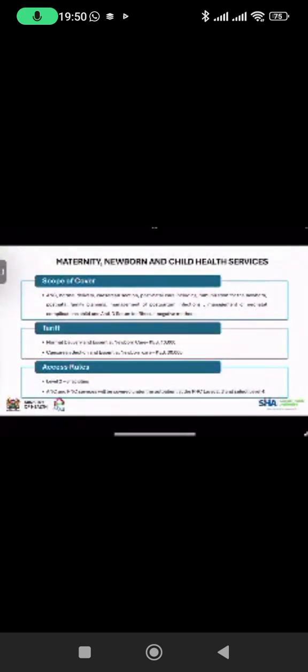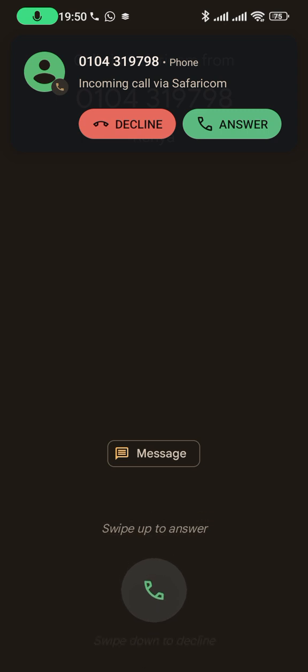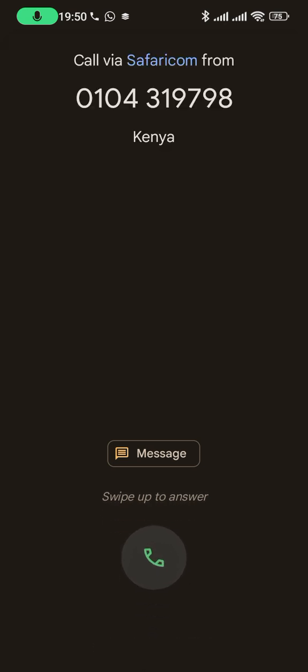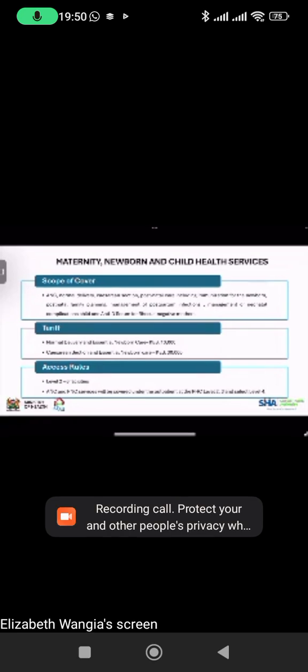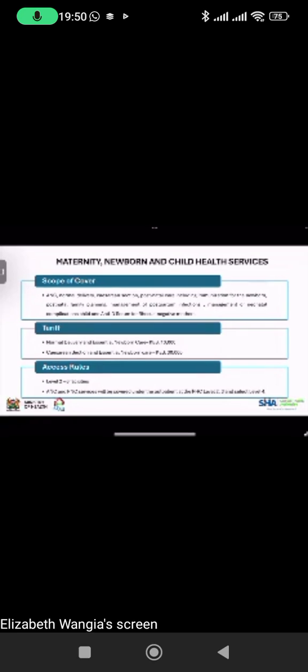So for maternity, newborn, and child health services, we have coverage right from conception till delivery, because we are looking at antenatal care and delivery, whether it's normal or cesarean, postnatal, and immunization for the baby. In case a baby complicates and needs to be admitted, then that baby will still be covered immediately under the mother or under their parent.